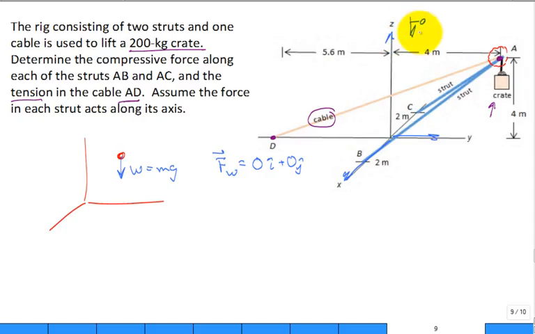Gravity is acting straight down, and it would be minus W in the K. True or false? Look good? Yeah, that's good. So that's one of them. Then we know that they give us the information that the strut is in compression. So the strut ends at the point. Sometimes they'll draw the force vector of the compression force in the strut ending at that point.